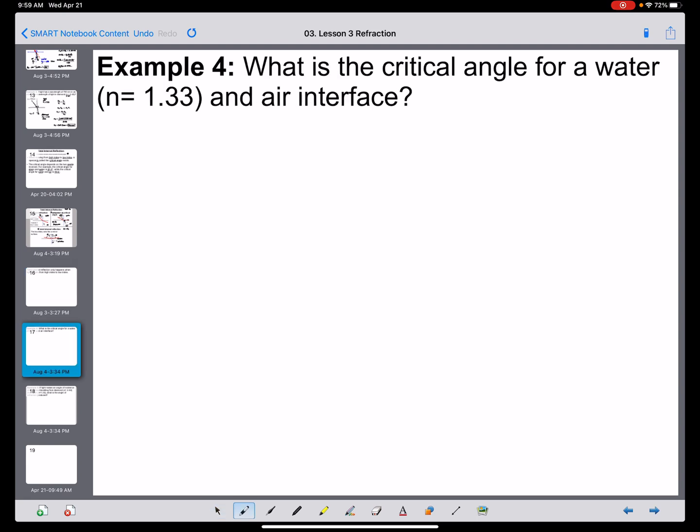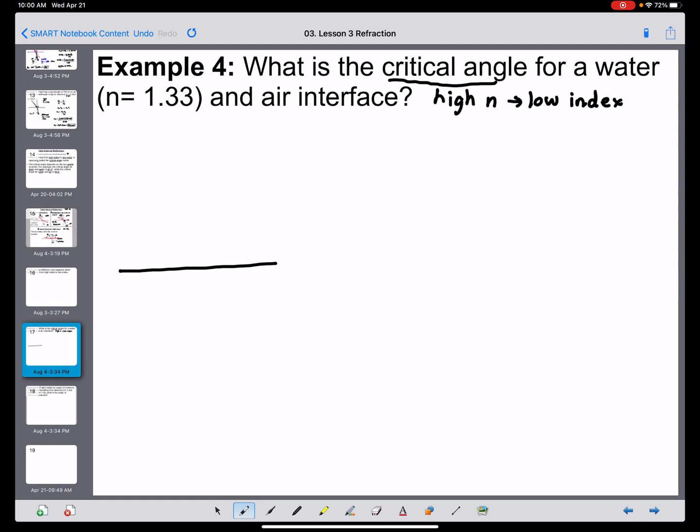Okay, example 4. What is the critical angle for a water and air interface? So let's set this up. Okay, we'll draw the boundary. We have to decide here which is on top and which is on the bottom. Here, we need to remember that critical angle stuff only happens when we're going from high index to low index. It has to be that way.